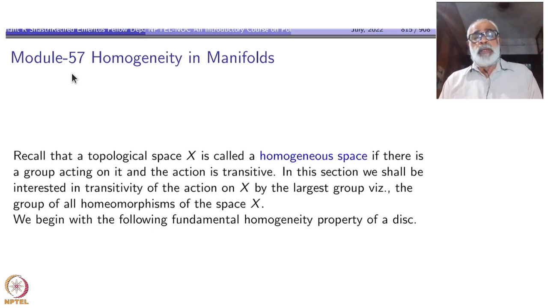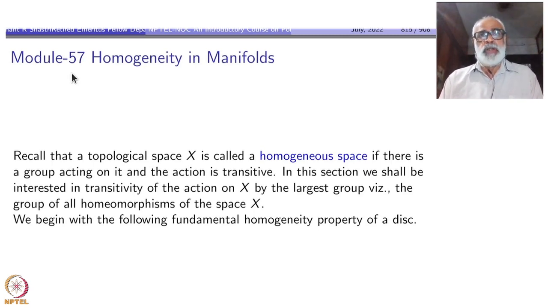A topological space is called a homogeneous space if there is a group acting on it and the action is transitive. Transitive means there is one single orbit: given any two points, there is a group element g which will map one point to the other, g of x equals y. In this section, we shall be interested in transitivity of the action on X. What is the group? The group is the largest group we can think of, namely the group of all homeomorphisms of the space.